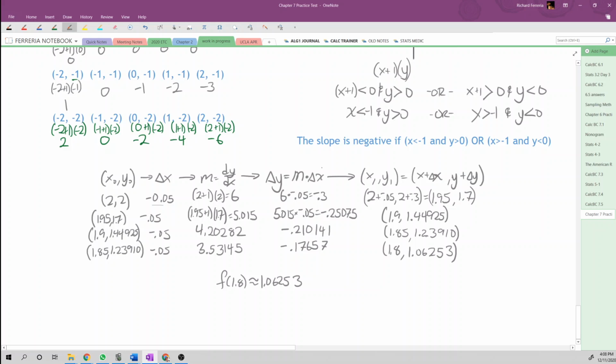I think here the key step is to realize that to get across this table, we've got to do delta x multiplied by m is equal to delta y. Multiply equals multiply, etc. down the line. So we'll see you for the next one.